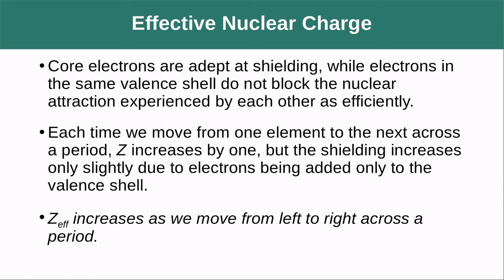Core electrons provide most of the shielding, while electrons in the same valence shell do not block the nuclear attraction experienced by others as efficiently. So it's the core electrons that are shielding the valence electrons in this case. Each time we move from one element to the next across the periodic table, Z increases by 1, but the shielding increases only slightly. That's because the electrons are being added only to the valence shell. The effective Z value increases as we move left to right across the period.